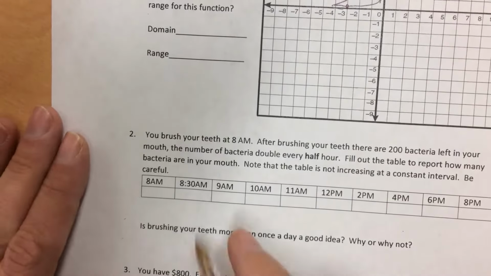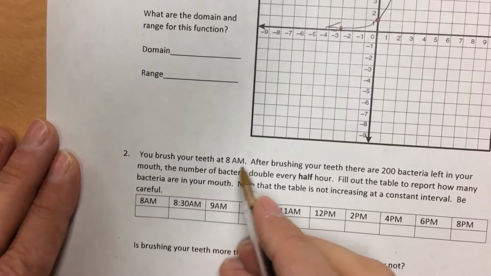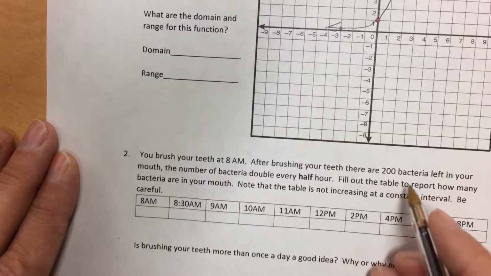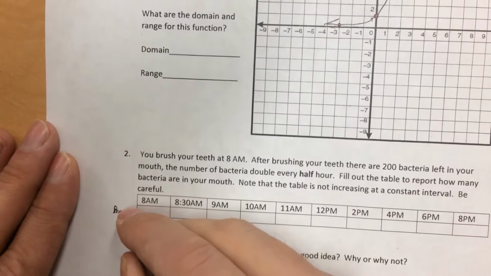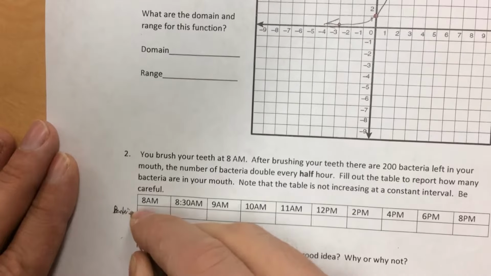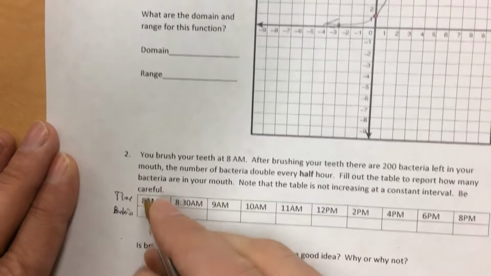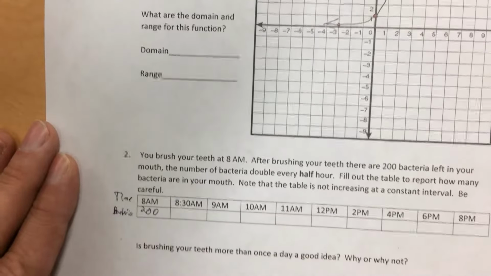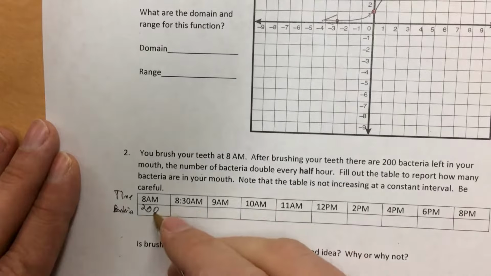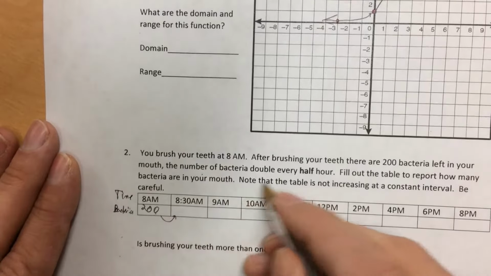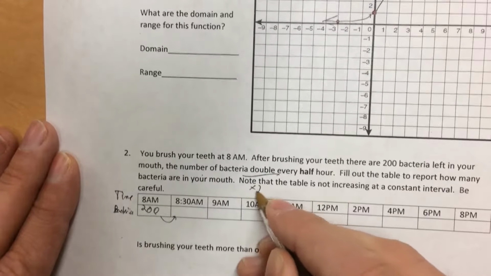Number 2, it says at 8 a.m. you brush your teeth. After brushing your teeth, there are 200 bacteria left in your mouth. So this is the number of bacteria. This is the time. At 8 a.m. there are 200 bacteria there. And it says the bacteria double every half of an hour. So that multiplies by 2. Double means multiply by 2.